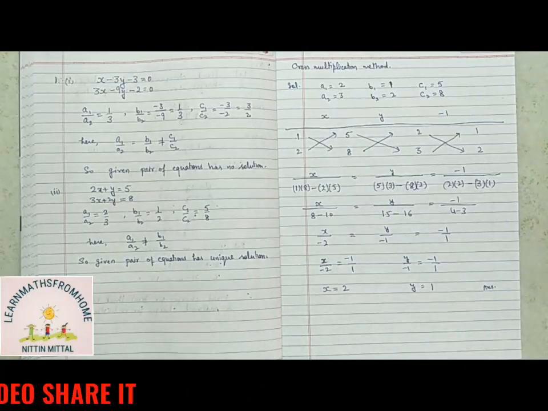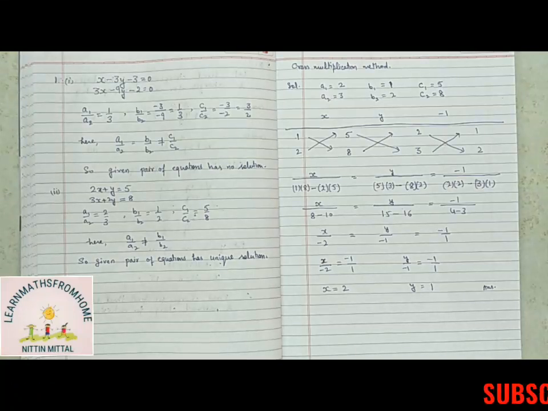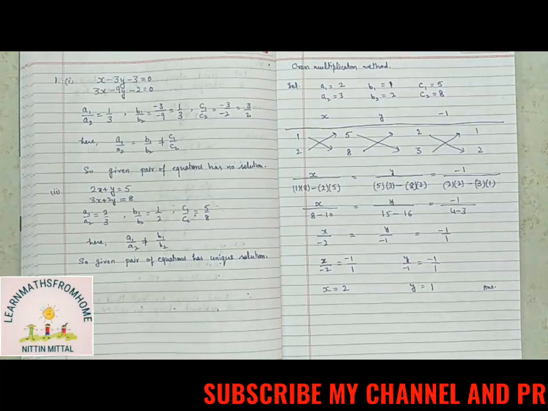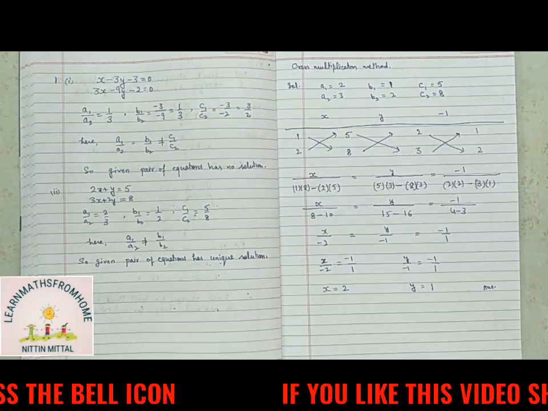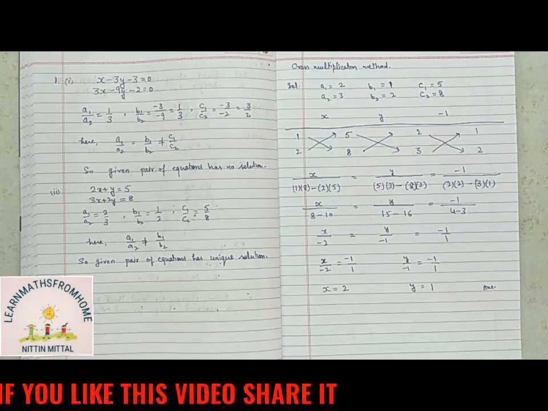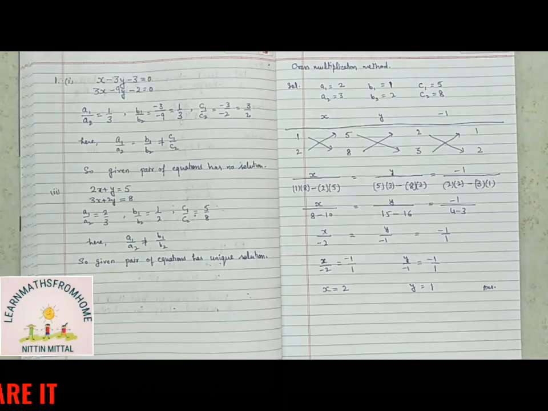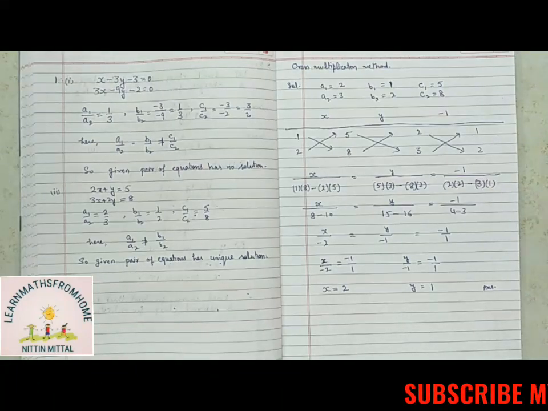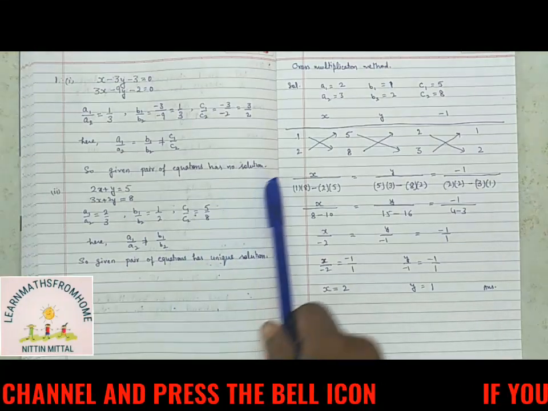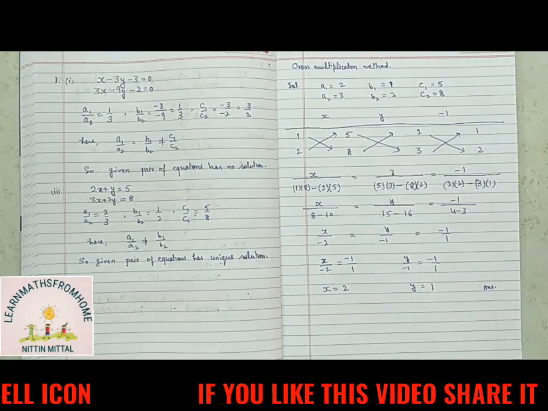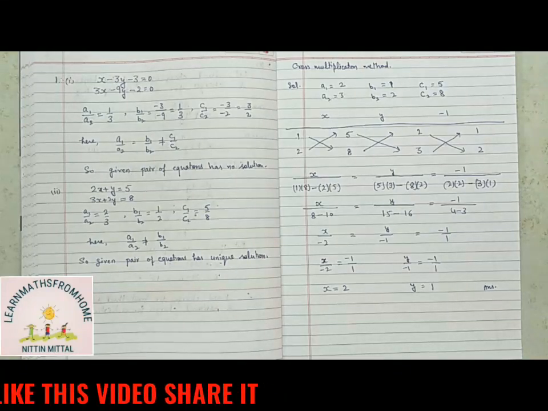So this is your cross multiplication method explained again here. Like this you have to do the other two parts of the first question. In case you get a unique solution, you have to use the cross multiplication method, and in case you get no solution like in the first part, or infinitely many solutions, then your question will finish there only.